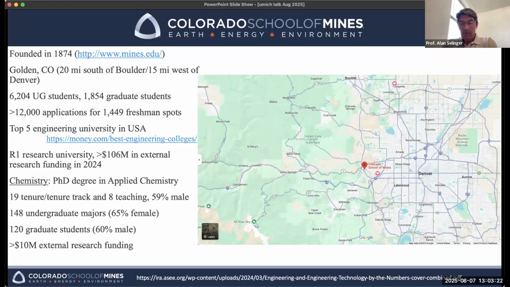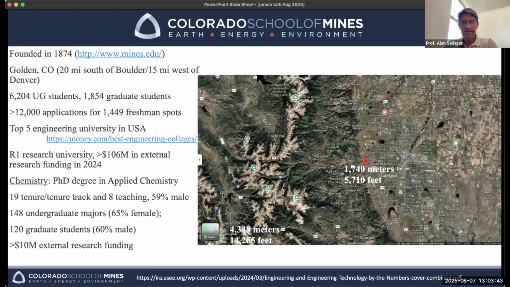The other thing about our university is that we are pretty high up. We are about 1700 meters in elevation, and we have mountains very close by that are over 14,000 feet. So it's a nice place to go skiing and to hike in the mountains. And here is just another view showing the Rocky Mountains just west of where we're located. To get to these locations is less than an hour driving.